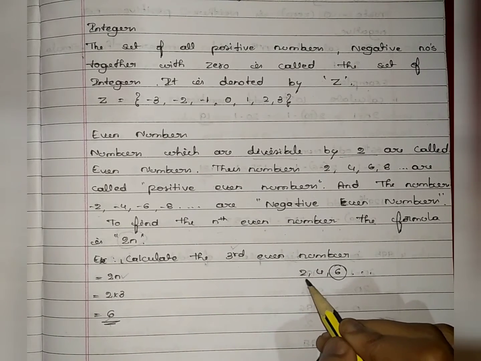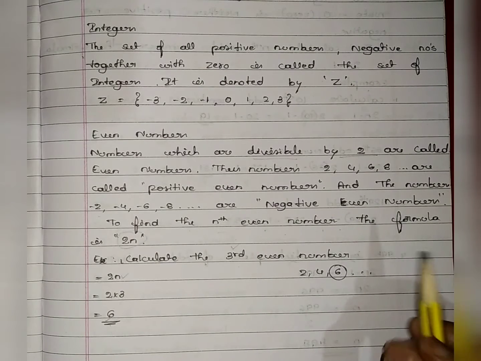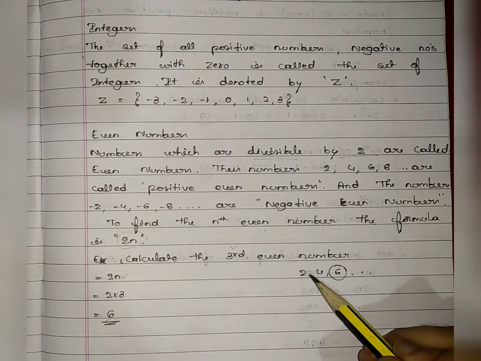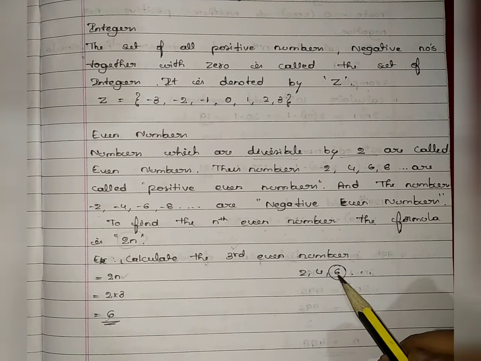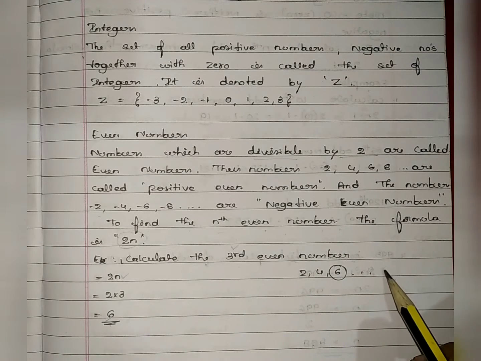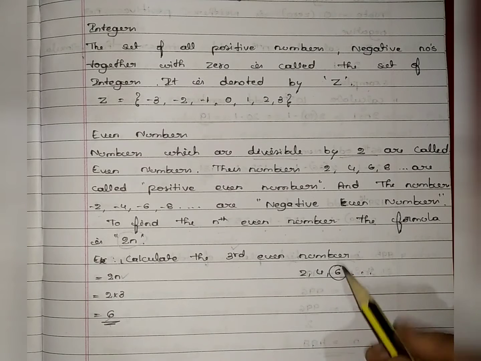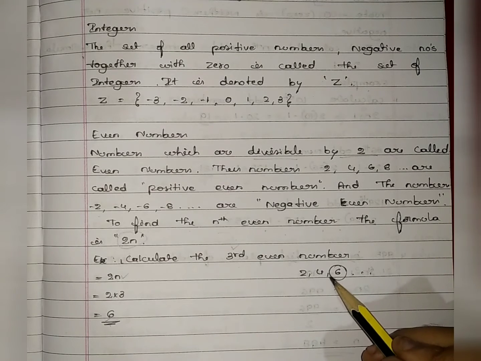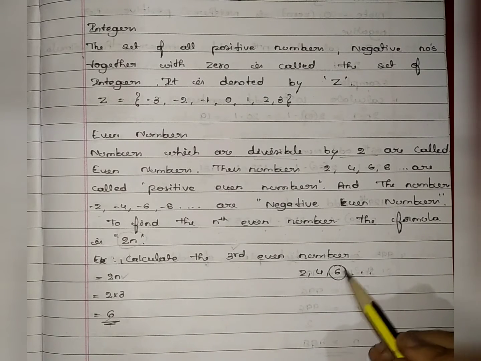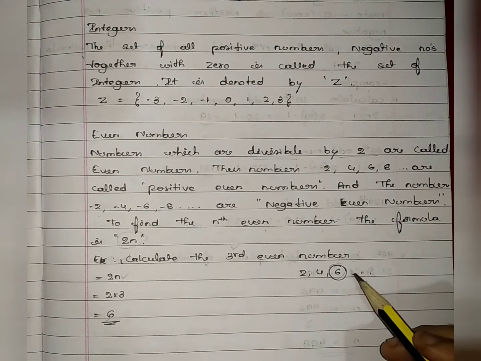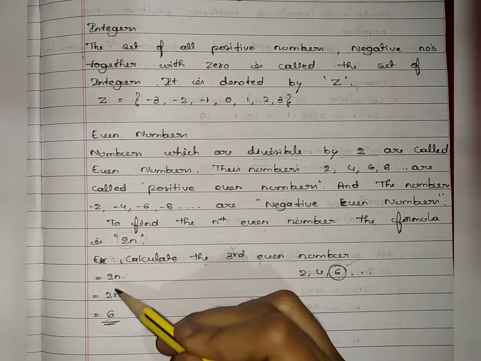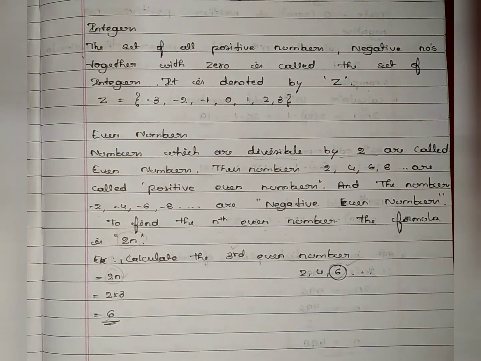We can also do it like this: if we start writing numbers from 2, then 2, 4, 6, 8, 10, 12. So here we can easily find which is the third number: 1, 2, 3. This is the third even number. This is the formula to find the nth even number.